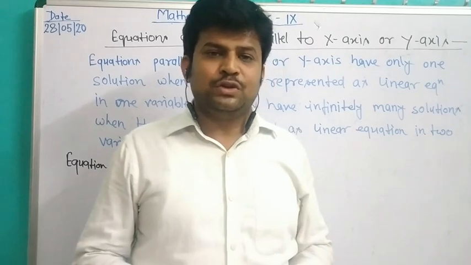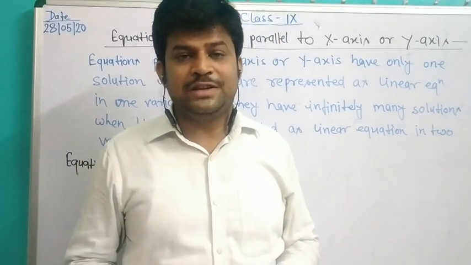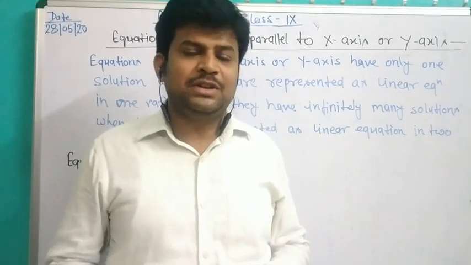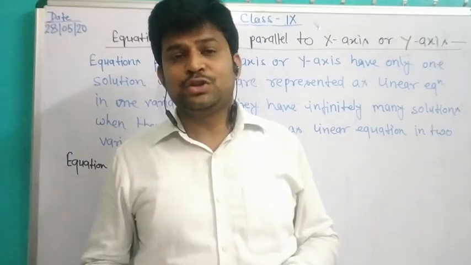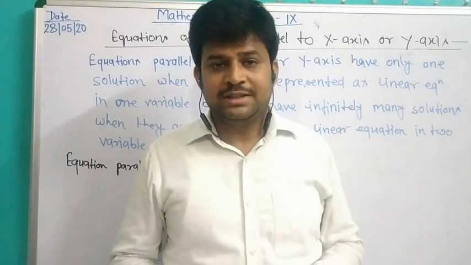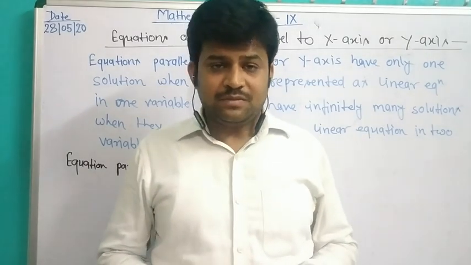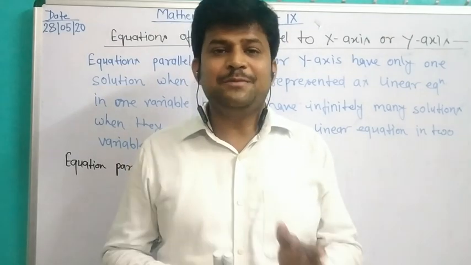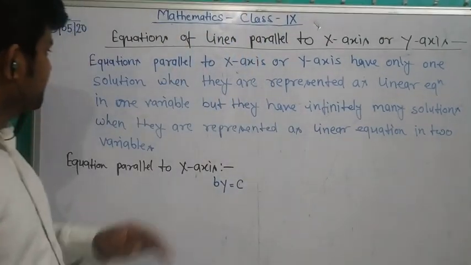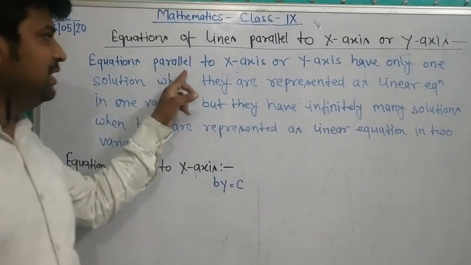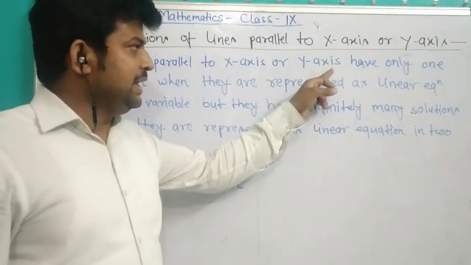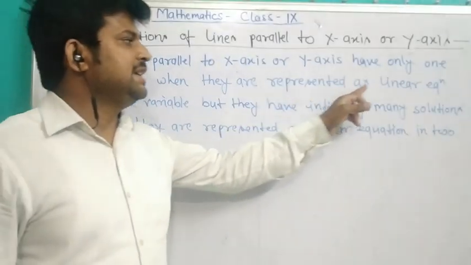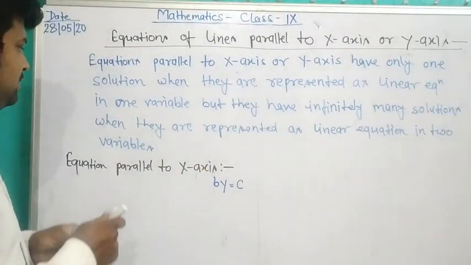As you all know, a linear equation in one variable has only one solution. And when we talk about a linear equation in two variables, it has infinitely many solutions. Then equations parallel to the x-axis or y-axis have only one solution when they are represented as a linear equation in one variable.